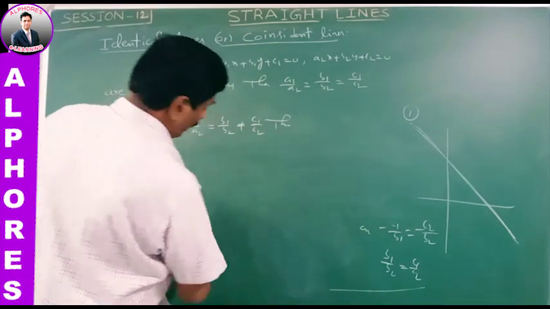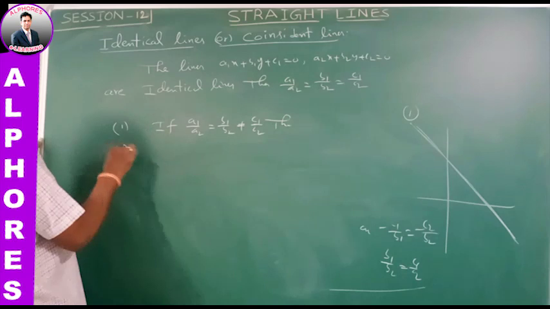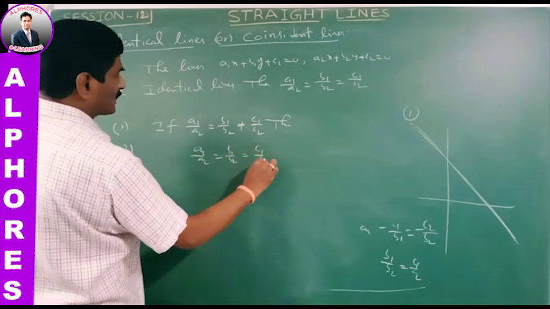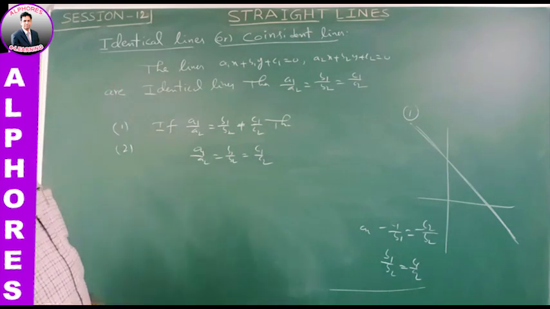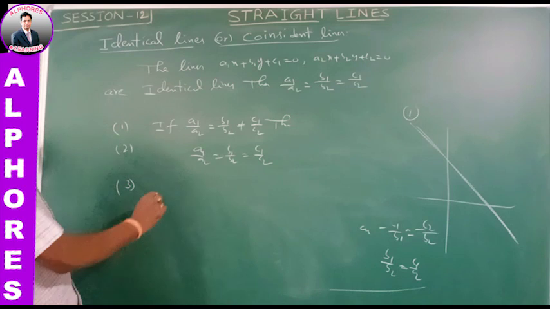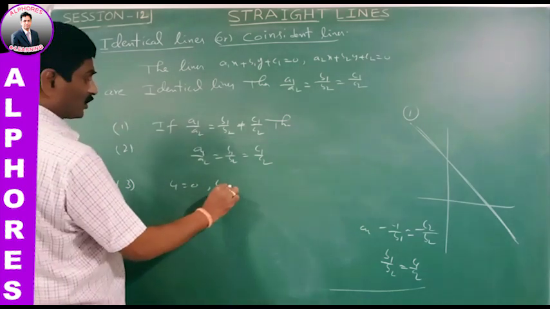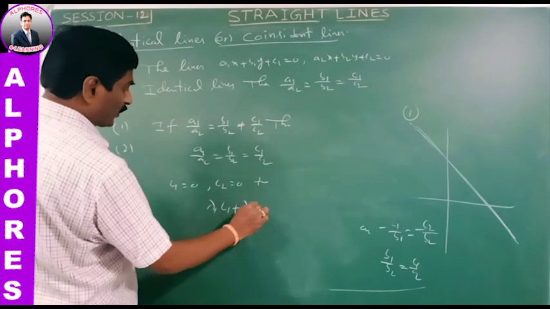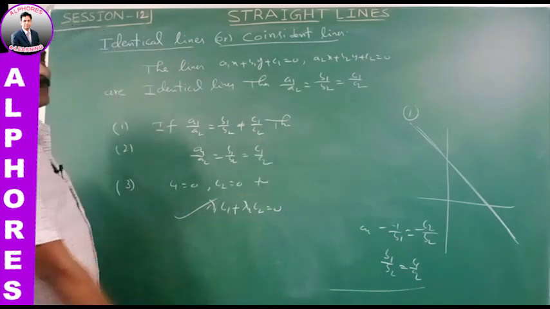Two lines are parallel, not coincident. If a1 by a2 is equal to b1 by b2 is equal to c1 by c2, then the two lines are coincident. At the same time, please observe this value. L1 is equal to 0, L2 is equal to 0 are two coincident lines. Then lambda 1 into L1 plus lambda 2 into L2 is equal to 0 represents a family of coincident lines.